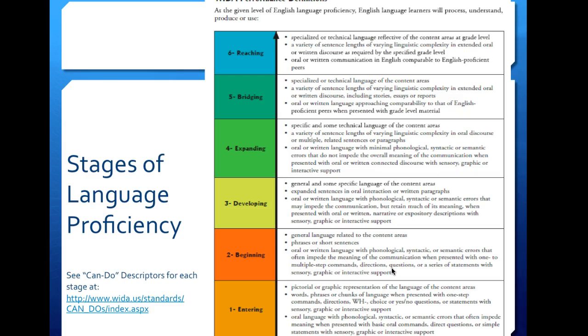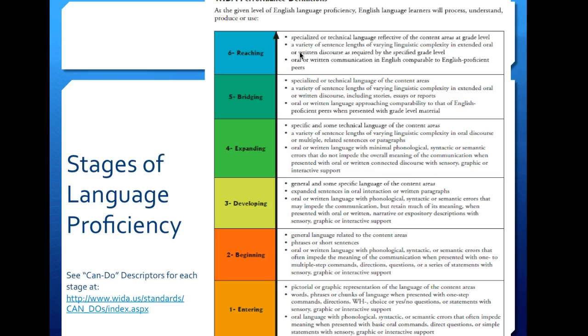They don't talk about BICS and CALP. They just talk about the levels of linguistic proficiency, language proficiency in English. And so this is something that all of you as teachers really need to familiarize yourselves with anyway. I don't know any schools, and there might be some, who don't have any ELLs. But these levels of language proficiency are how students are identified for service in public schools.